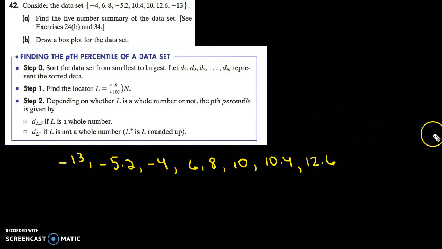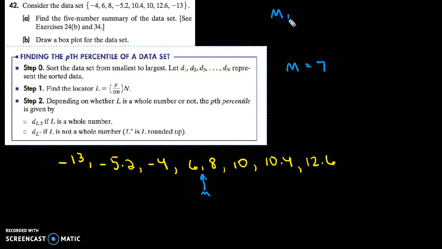Okay, so let's do the median using these rules and just our normal way of saying, well, the median's in the middle. Okay, so if I have 8 numbers, then the median, the 50th percentile, falls halfway in between 6 and 8. So that means my median, halfway between 6 and 8, is 7.